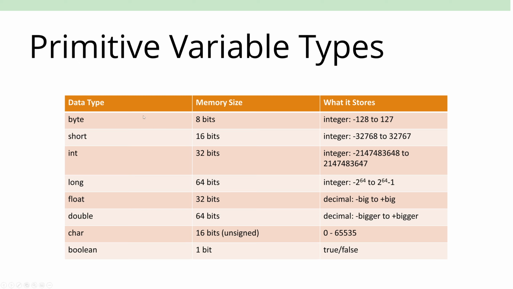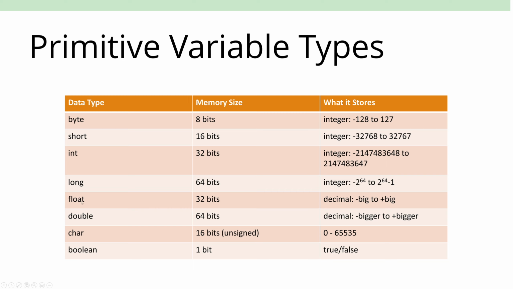For example, byte, short, and long. Notice on the right side that all of these store integer type values. You'll also notice they have different memory sizes, 8, 16, 32, and 64. And on the right side, you can see a range of values that each variable type can store. This range depends on the memory size. In another video, I go over what a bit is, and I won't cover that in this video.